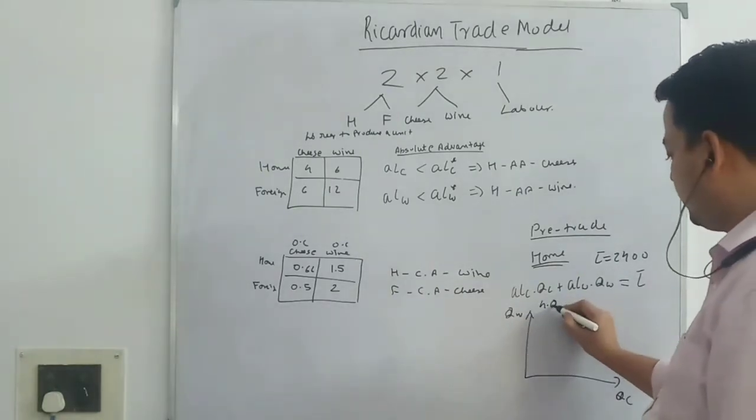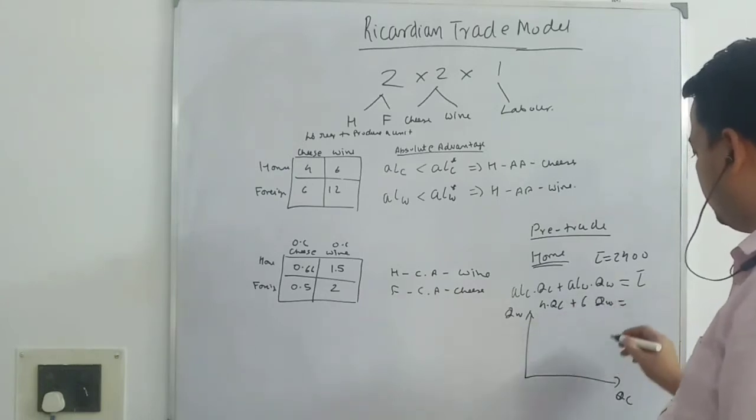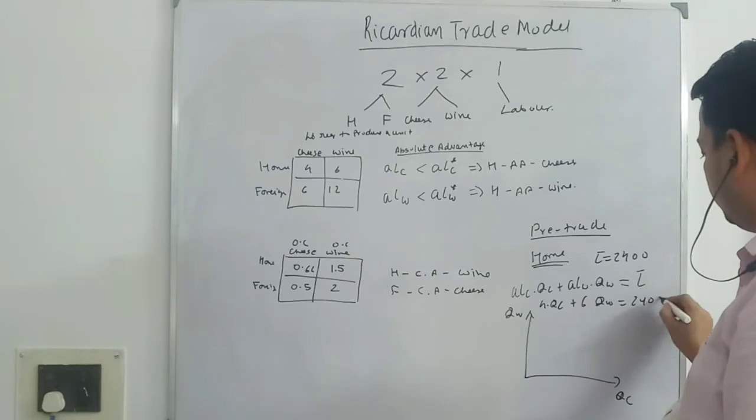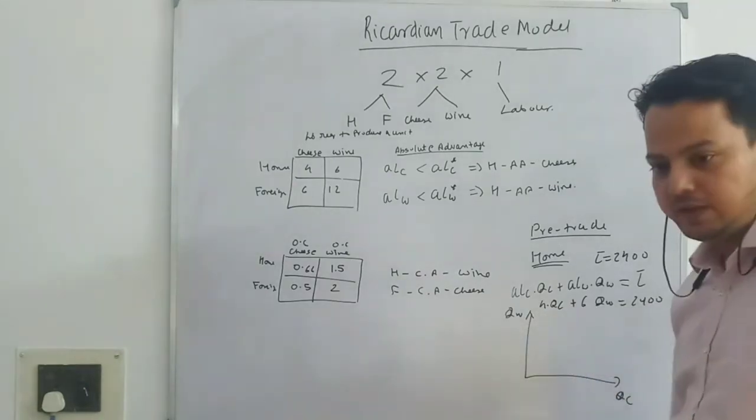This is 4 into QC, 6 into QW, 2400. 4 into, video was hazy.